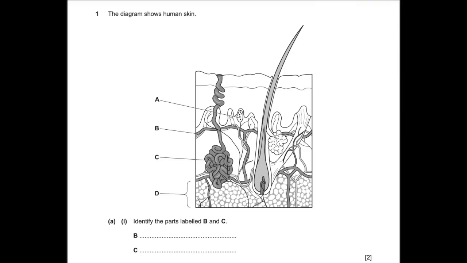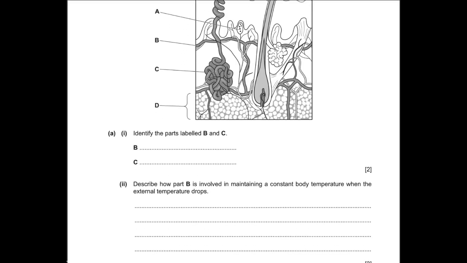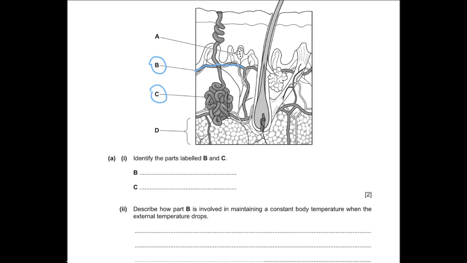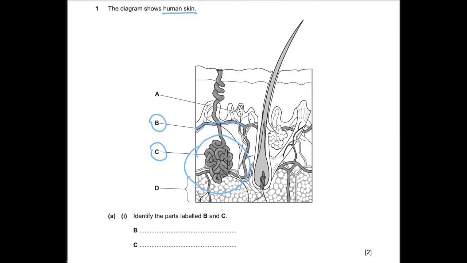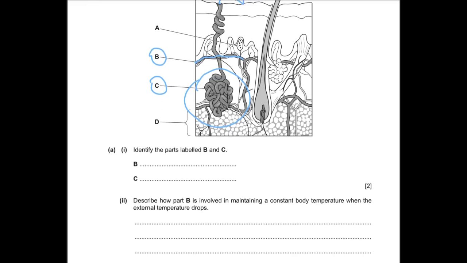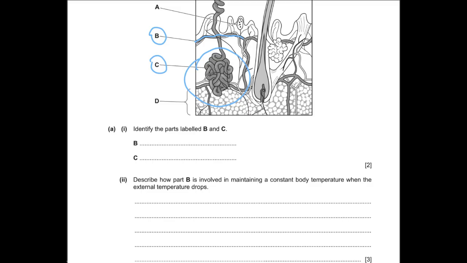Question 1. The diagram shows human skin. Identify the parts labeled B and C. Okay, so B is the blood vessel and C is the sweat gland that releases sweat in our skin. B is the blood vessel and C is the sweat gland.